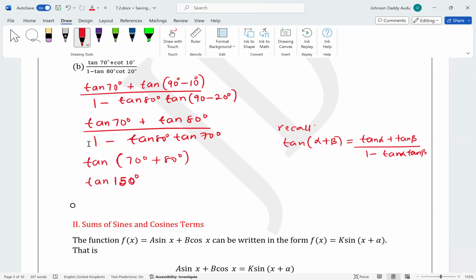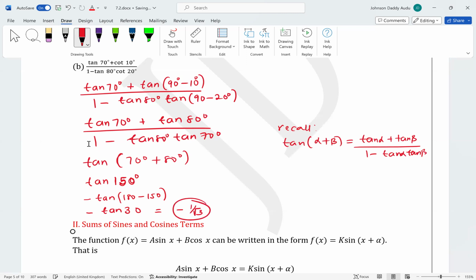150 degree is in which quadrant? Remember, is in the third, is in the second quadrant, right? Yes, is in the second quadrant. And since in the second quadrant, this will be minus tan. We're using reference angle now. So this is just like minus tan 180 minus 150, right? And this is just going to be minus tan of what? 30. And this is nothing but minus tan 30, which is 1 over root 3, right? So this is the answer.